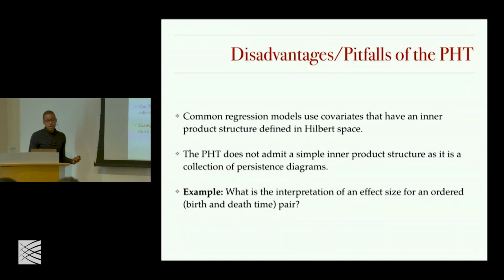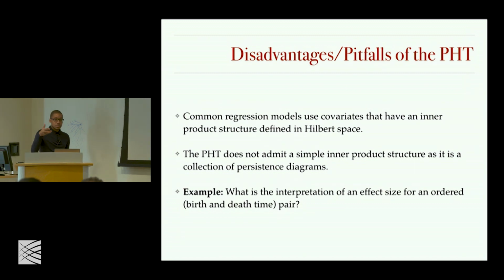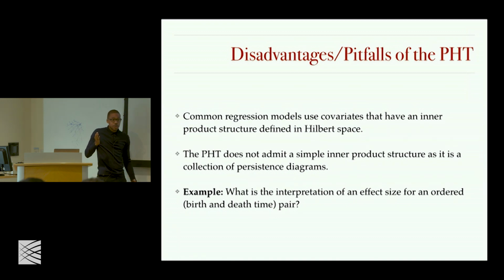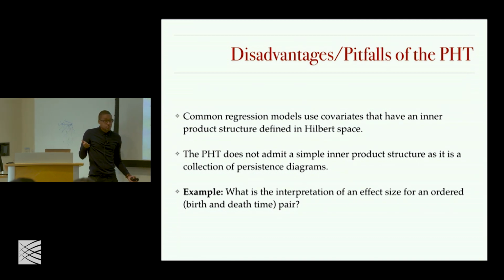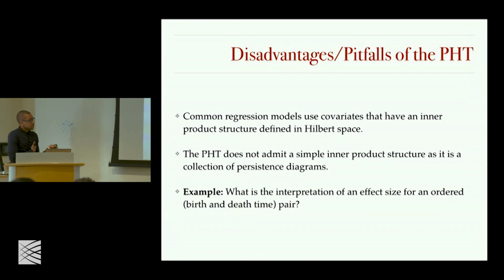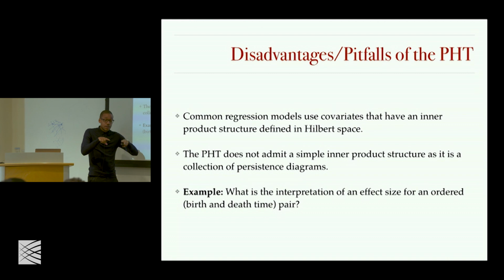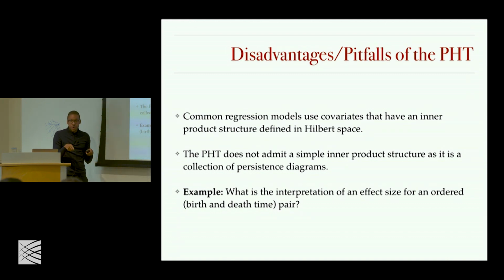But more importantly, outside of that, with common regression models, I can't necessarily take a persistence diagram or collection of persistence diagrams and do linear regression with them, right? And it's actually a really simple concept: there's no inner product structure with these groups. Another thing is, if I have a birth and death time pair, what does an effect size mean for an ordered pair?